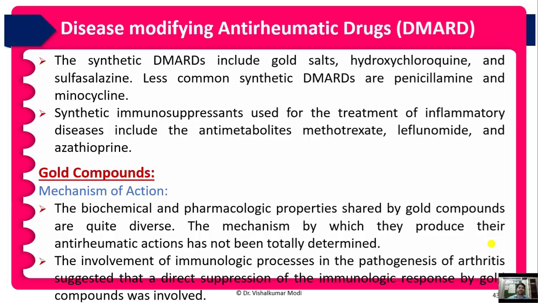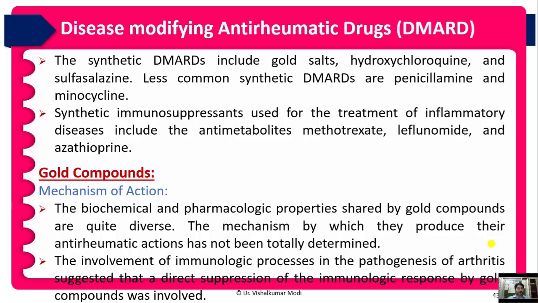Disease modifying anti-rheumatic drugs are commonly called DMARDs. The synthetic disease modifying anti-rheumatic drugs include gold salts, hydroxychloroquine and sulfasalazine. Less common synthetic disease modifying anti-rheumatic drugs are penicillamine and minocycline. Synthetic immunosuppression used for the treatment of inflammatory disease includes the antimetabolites like methotrexate, leflunomide and azathioprine.